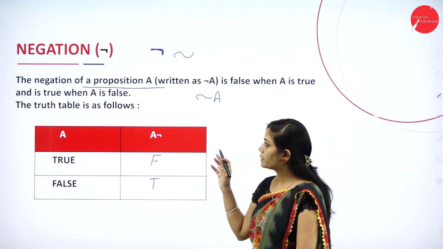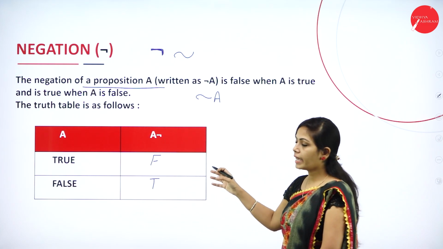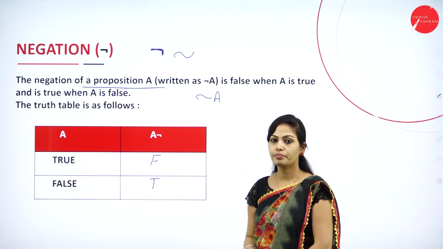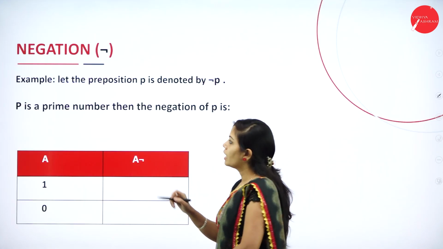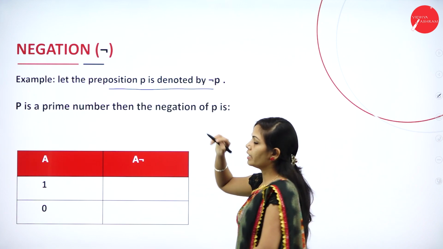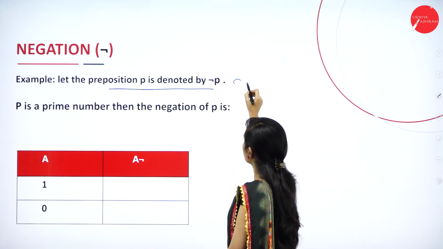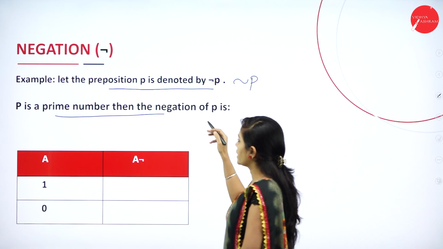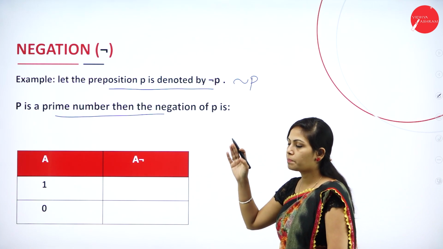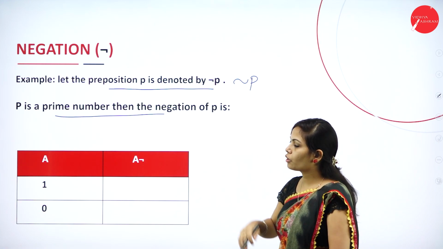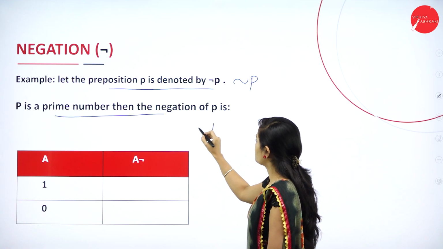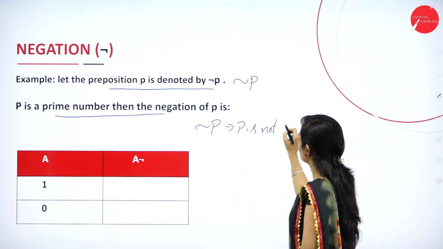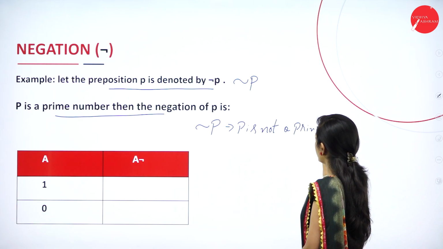Negation is a very simple concept. If your statement is true, the negation is false. If your statement is false, what is the negation of this statement? It is true. Example for negation statement: let the proposition be P, denoted by negation P, and you can represent it by this symbol also. If P is a prime number, what is the negation of P? The negation of P is, P is not a prime number. So this is your negation of that statement.